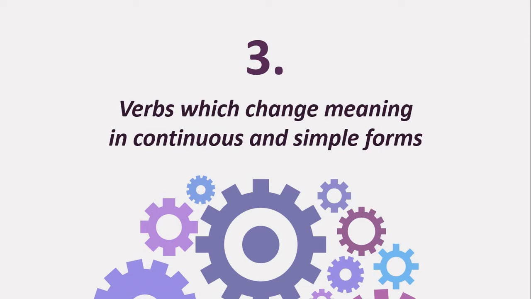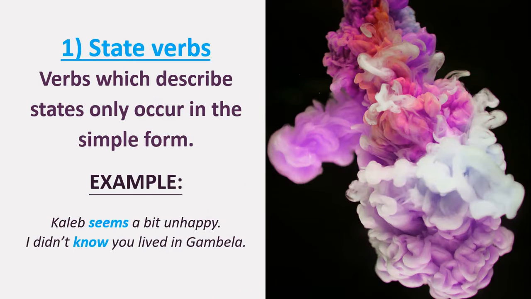Thirdly, we're going to come to verbs which change meaning in continuous and simple forms. State verbs. These are verbs which describe states and only occur in the simple form. Examples: Caleb seems a bit unhappy. I don't know you lived in Gambella.